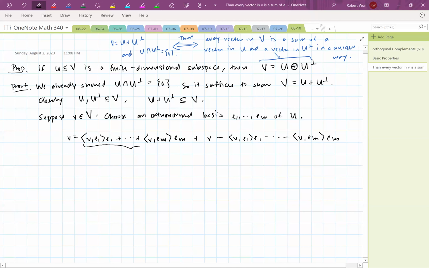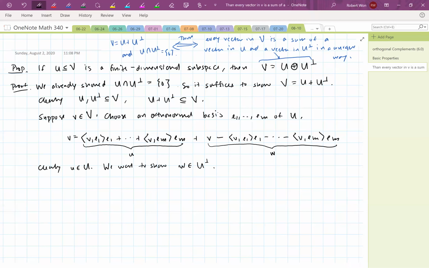And let's call this vector U, because this thing is going to be in U. And let's just call the rest of this thing W. Right, so clearly U is in U because the E's were a basis of U. So what we want to show is that W is in U perp. If you could do this, then you'd be done, because you've shown that every vector V can be written as a sum of something in U plus something in U perp. So is W in U perp? Well, I need to check if it's orthogonal to every vector in U. But it's enough to check that it's orthogonal to every basis vector.